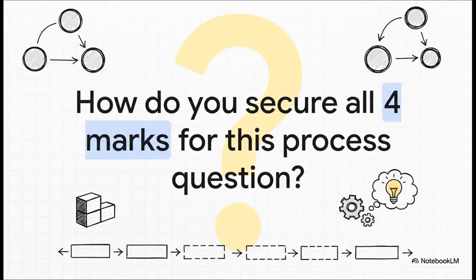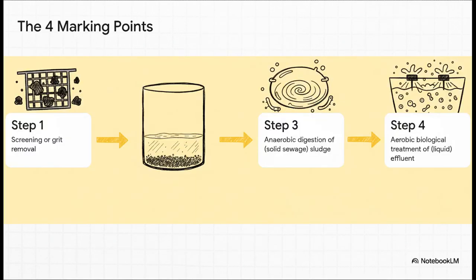So how would you go about this? I mean, really, take a second. What are the key stages you'd have to list to walk that examiner through the process and make sure you get all 4 marks? And there it is, the perfect answer, laid out step by step. The mark scheme is super clear. 1 mark for each of these 4 stages.